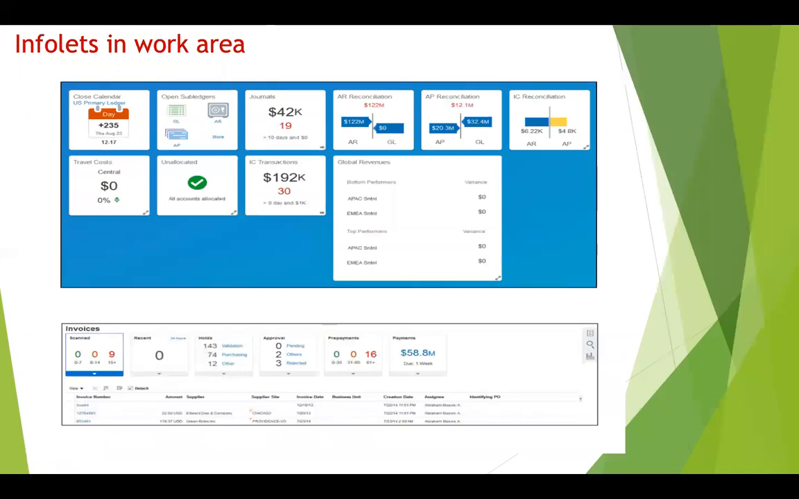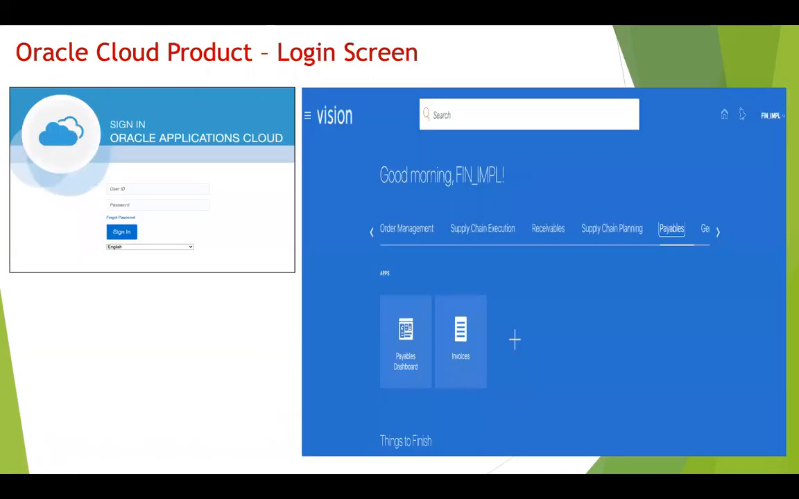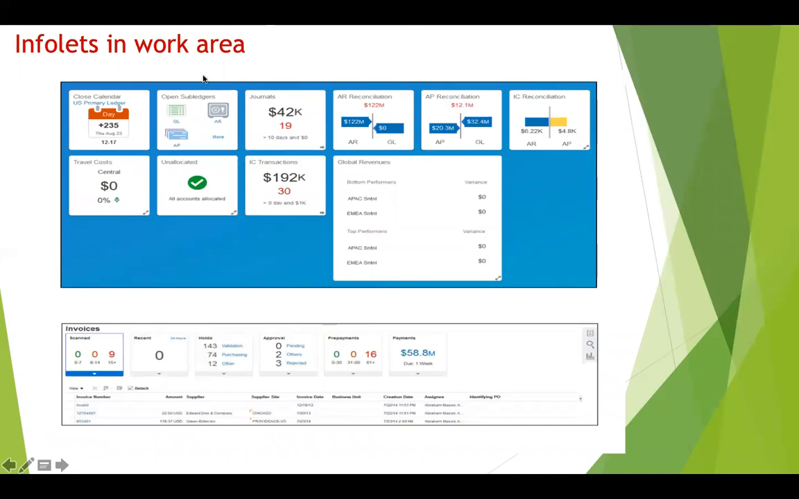Then infolets are overall similar to the Payables Dashboard, but they give you an idea when you are entering invoices. If you click on invoices, this infolets screen starts appearing on your screen, where you can see what calendar you are following, which subledgers are open, which journal amounts are there, the AR reconciliation amount, how much there actually is in AR and GL, in AP, all this kind of stuff.